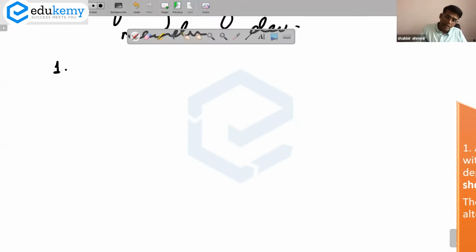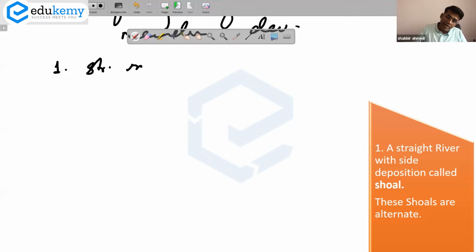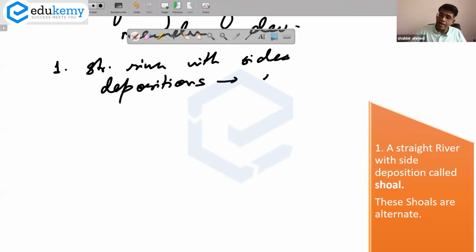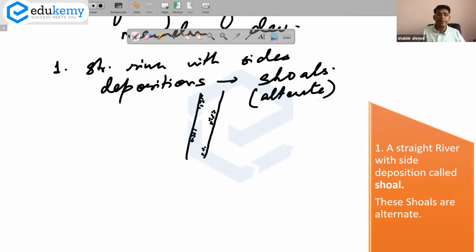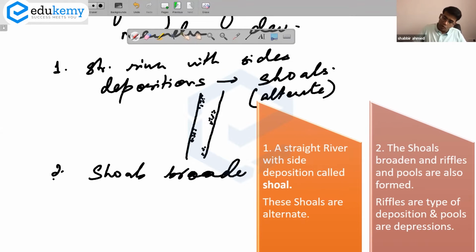What are the stages? Number one, a straight river with side depositions called shoals, S-H-O-A-L-S. There are depositions here, here, and here. Remember, the shoals are alternate. It's not a straight line; they occur on the sides, and they are called shoals. They are alternate. The shoals broaden and riffles and pools are also formed.